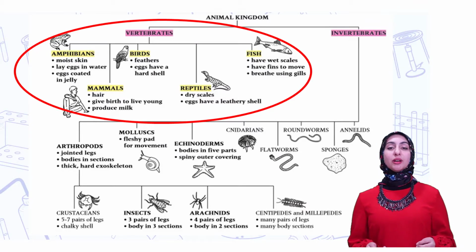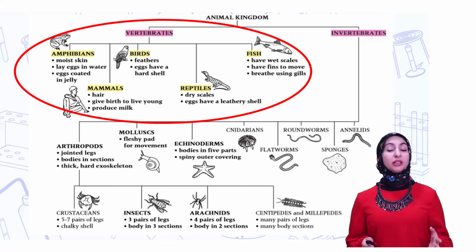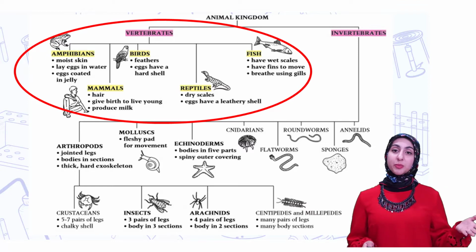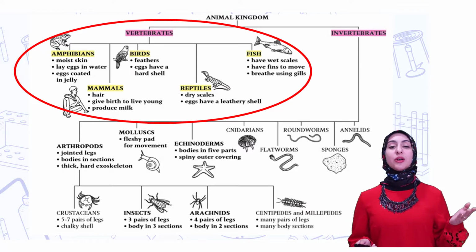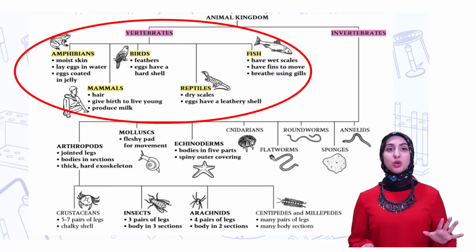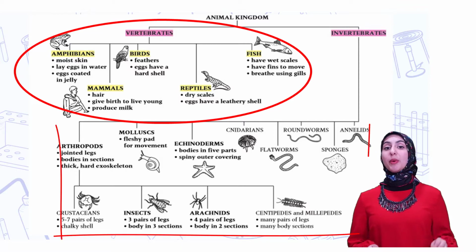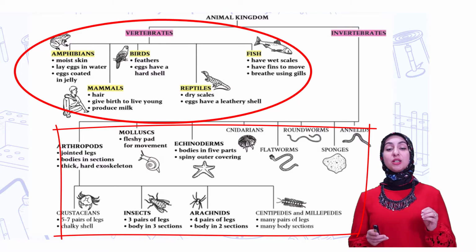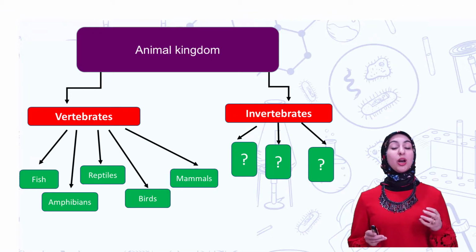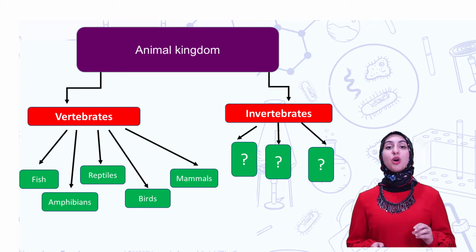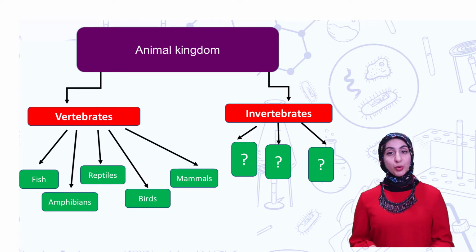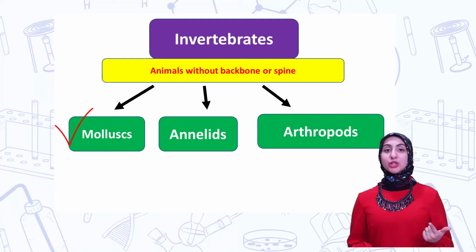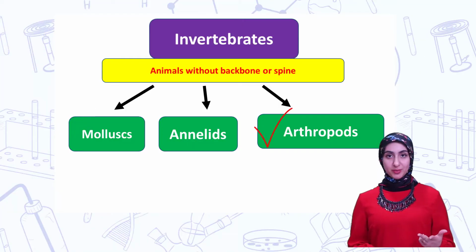In the previous topic, we talked about the animal kingdom and we said it is divided into 2 main groups, which are vertebrates and invertebrates. Vertebrates are animals with a backbone or spine, and they are classified into 5 classes, which are amphibians, mammals, birds, reptiles, and fish. Today we are going to talk about the invertebrates, which are animals without a backbone or spine. And as you can see, it is divided into many groups. But today we are going to explore only 3 groups of the invertebrates. What are these groups? Number 1, mollusks. Number 2, annelids. Number 3, arthropods.